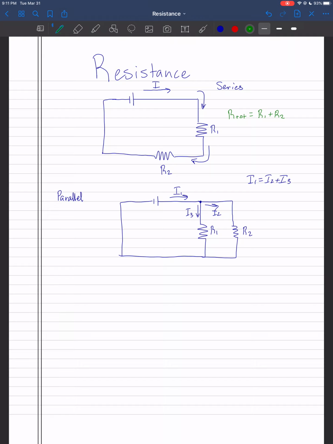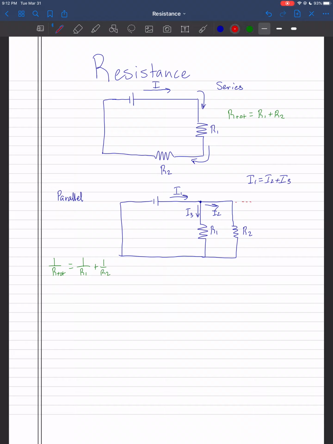Basically, in your house, a parallel setup is used. If you turn off one light in your house, you don't want all of the lights to turn off, right? So a parallel setup is very useful for that. When you're asked to find the total resistance of a parallel setup, you're going to find that 1 over R total is equal to 1 over R1 plus 1 over R2.